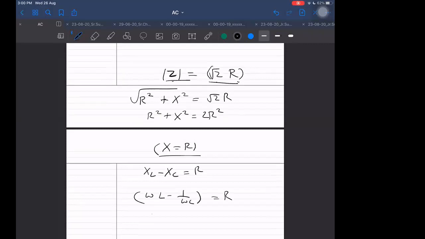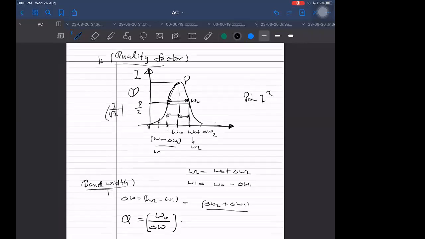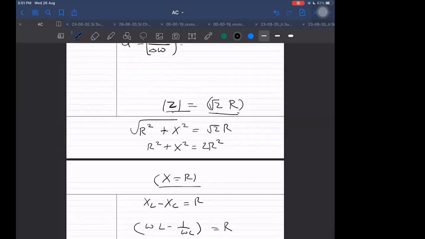What is the omega value coming out to be from here? I think I will be getting a quadratic. Why am I getting a quadratic? I was expecting a quadratic because I have two values, omega 1 and omega 2, for which the power becomes half. I am trying to find the value of Z for which power becomes half. And why am I doing that?